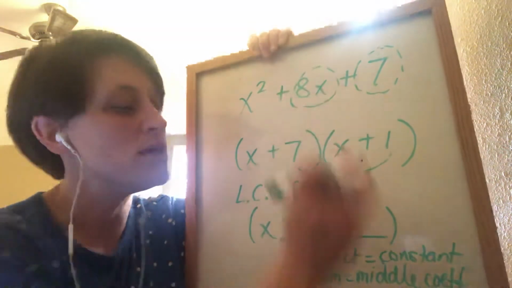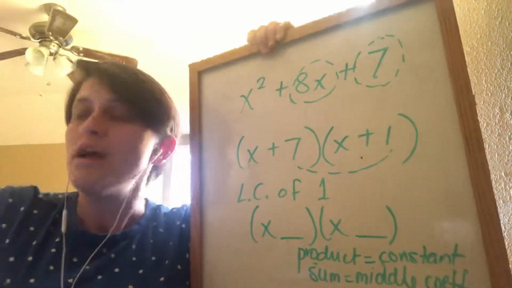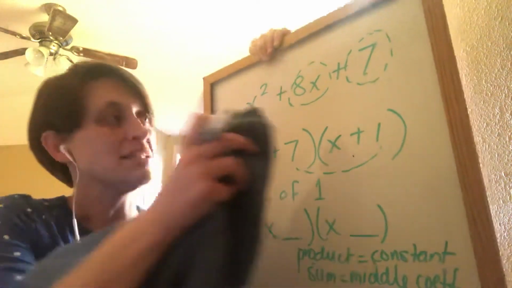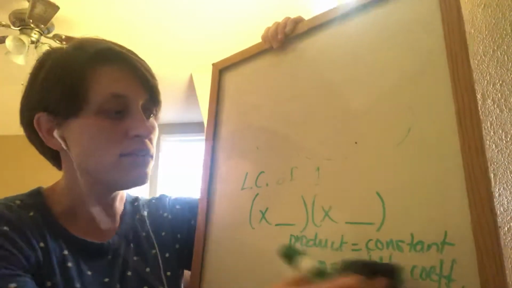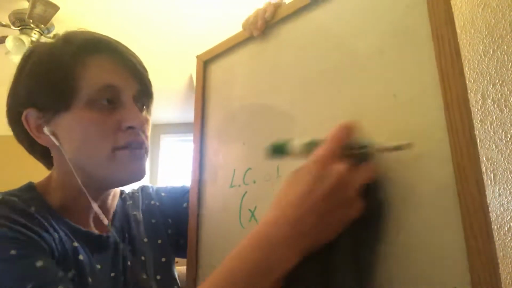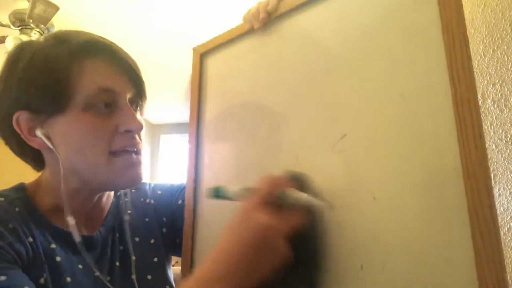So we need to look at that middle coefficient. So this is really kind of a process of elimination. You want to think about two numbers that have a sum that is the same as the middle coefficient, and a product that is the same as the constant term.